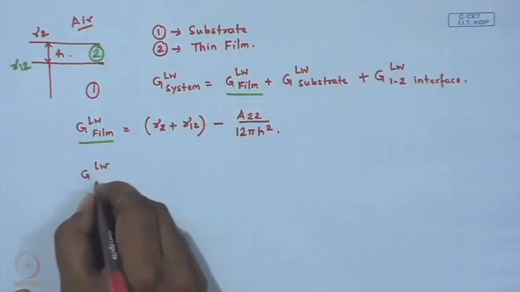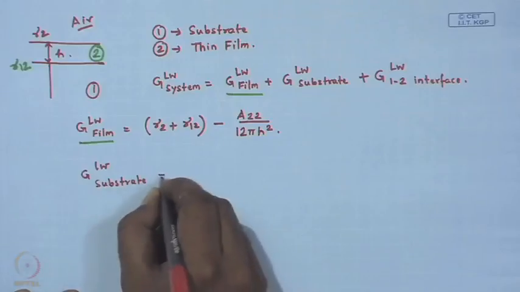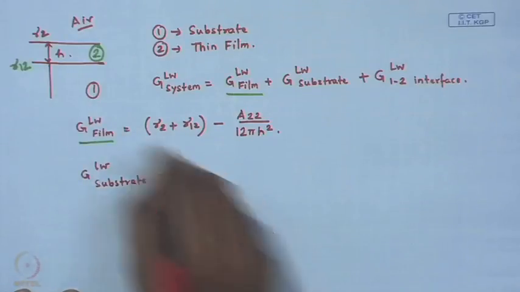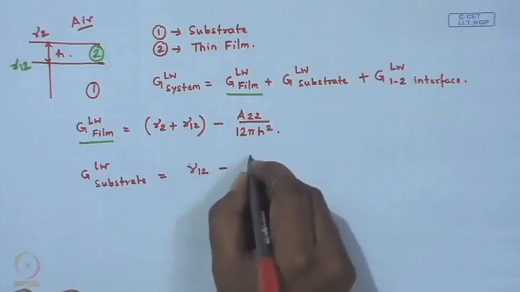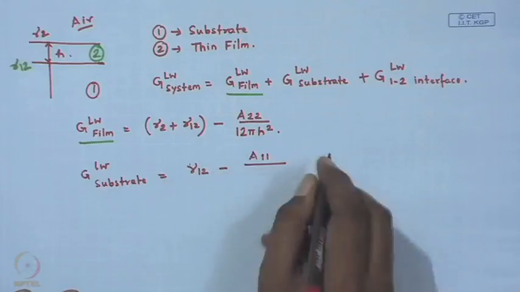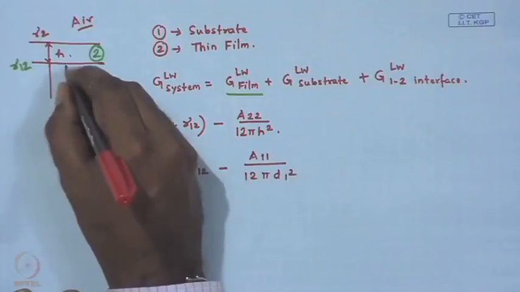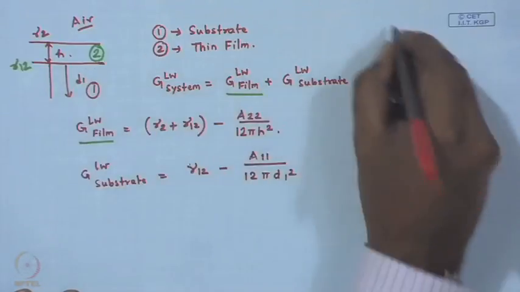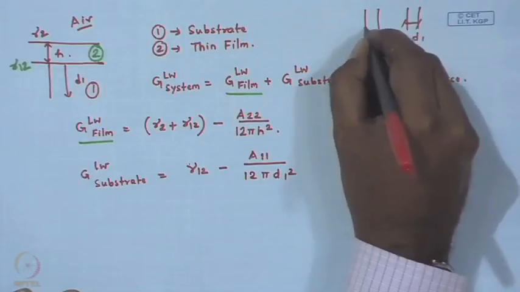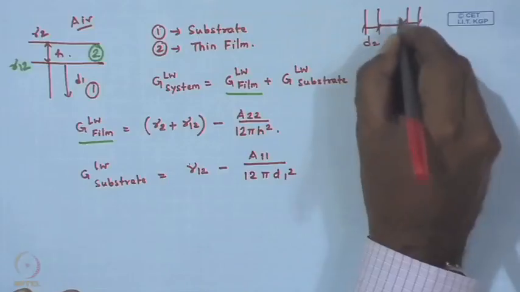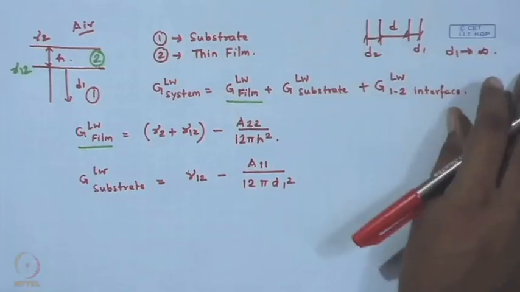GLW of the substrate: it is a semi infinite substrate, so only one of the interfaces is available. So, it is gamma 1 2 minus A 1 1 divided by 12 pi d 1 square. Let us say this is d 1. We would again like to draw this figure. Here d 1 tends to infinity.